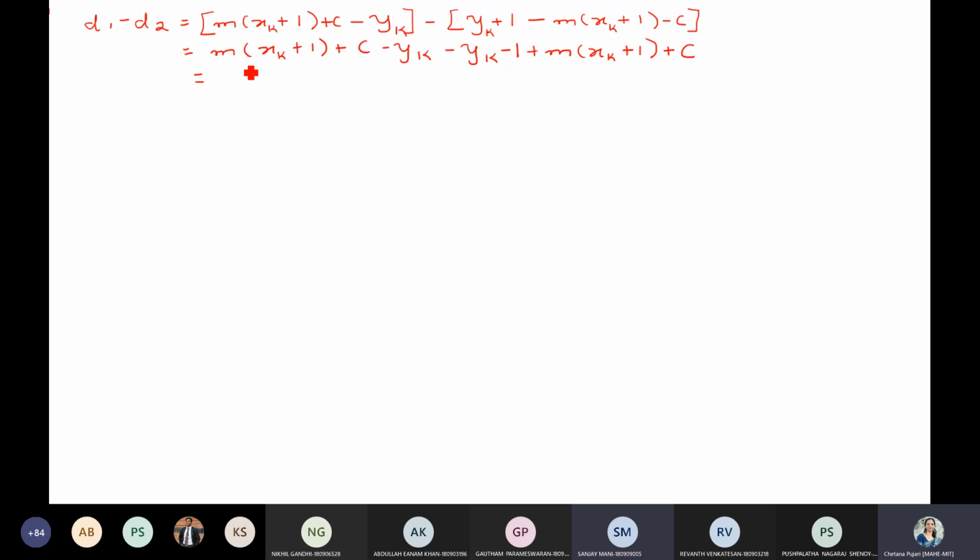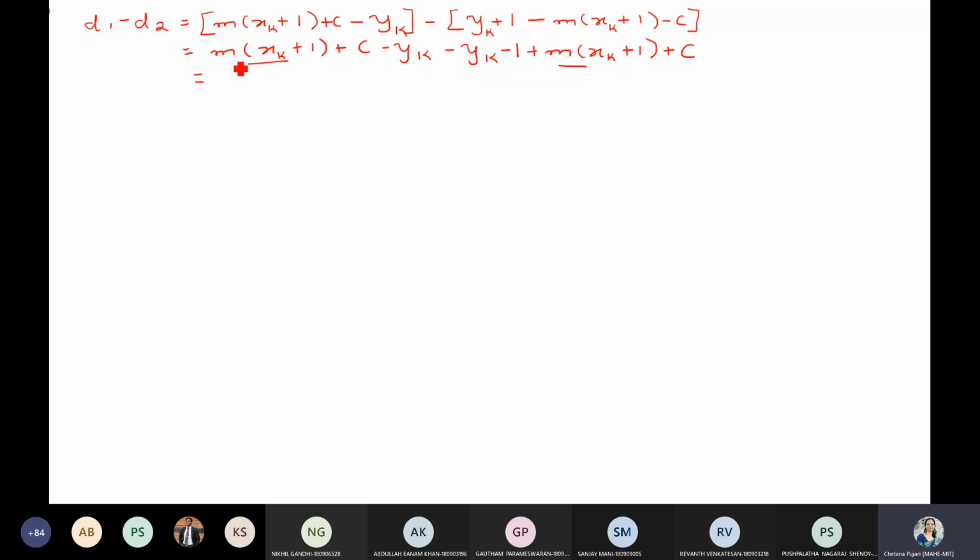Is it clear? So this minus is because you have what? It is something like this. You had actually it is plus, but plus minus will become minus, right? That's why I directly wrote minus over there.